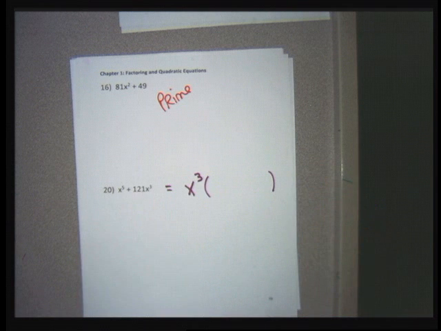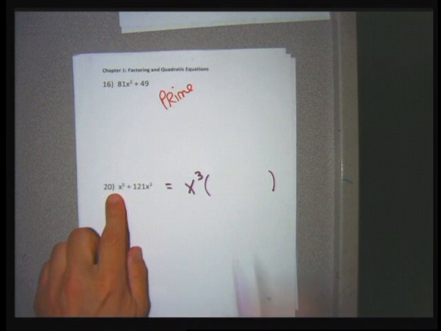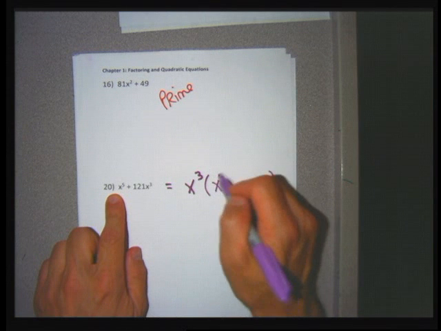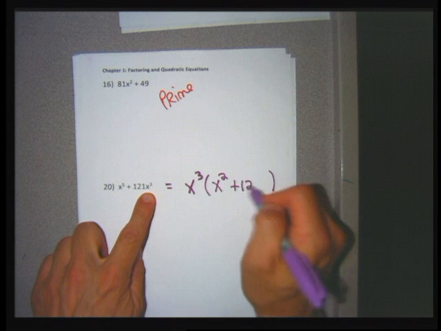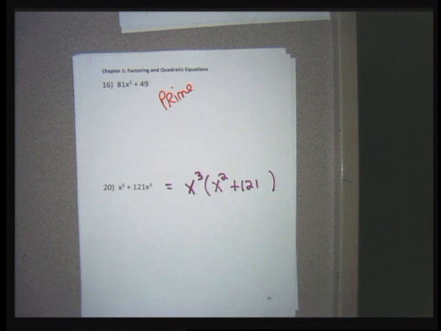And when you common factor, if both terms have x, you take the smaller power of x. And now I'm going to take 3 x's away from the first term and be left with an x squared. I'm going to take all 3 x's away from the second term and be left with a 121. So it would be wrong to say this problem is prime because it has a common factor.